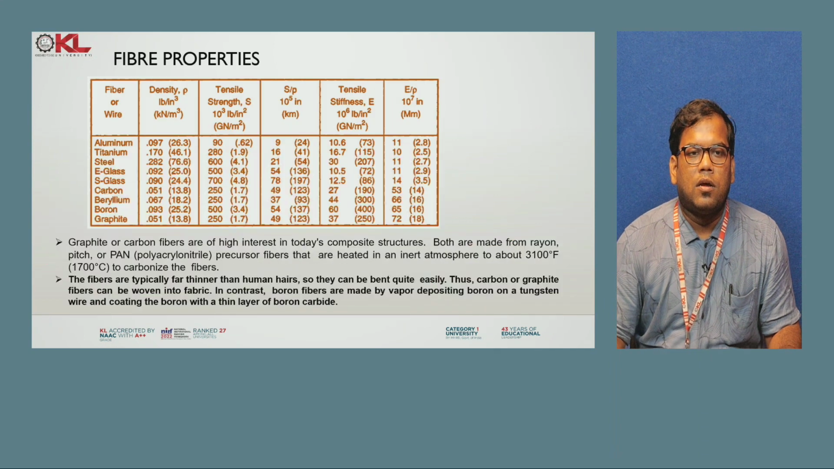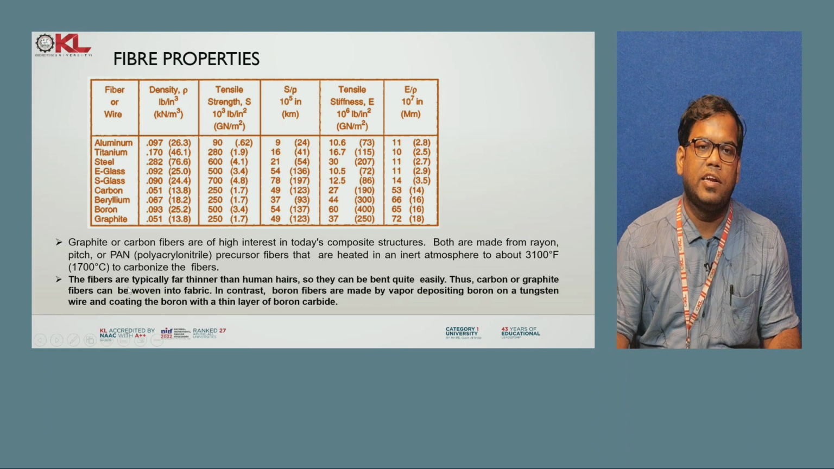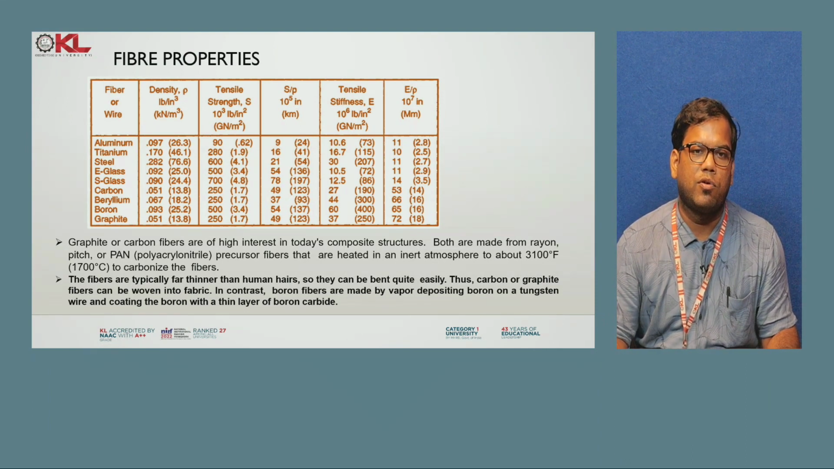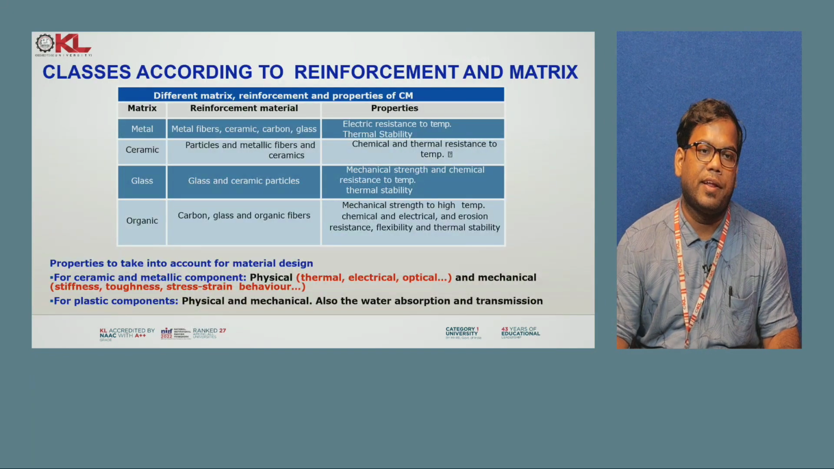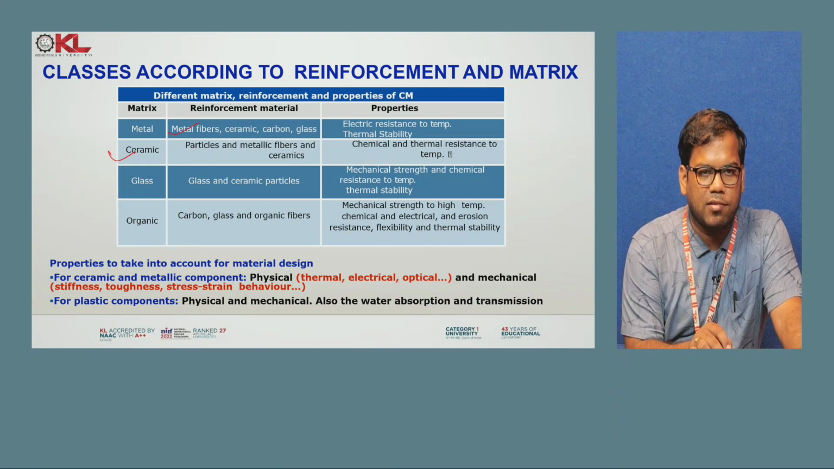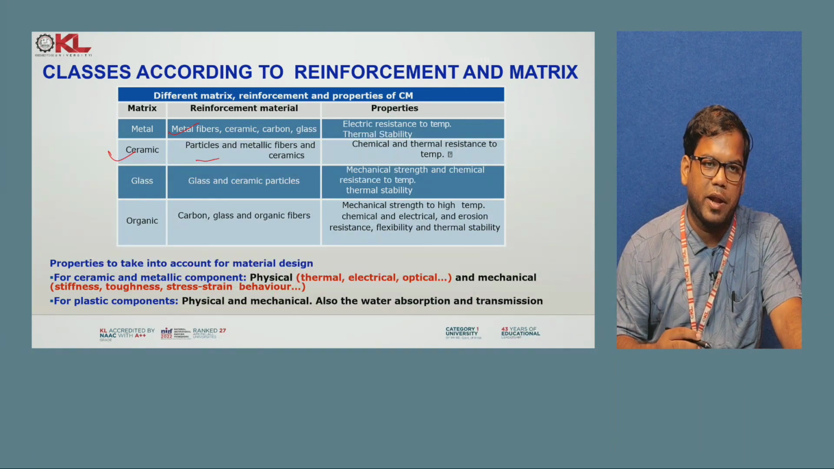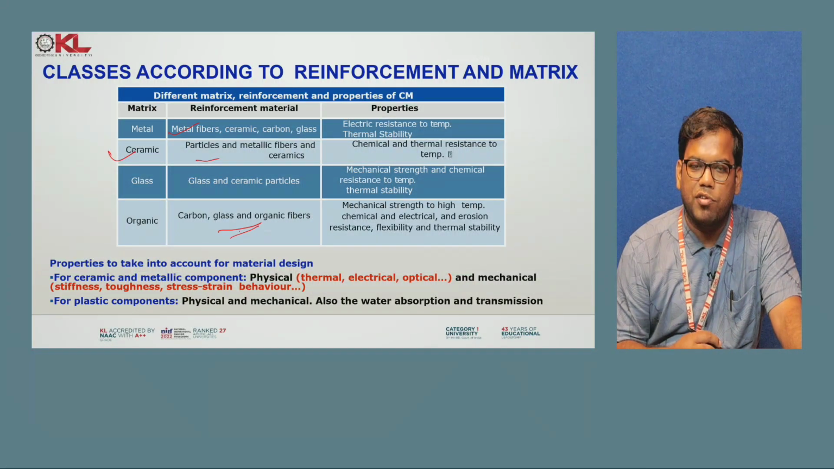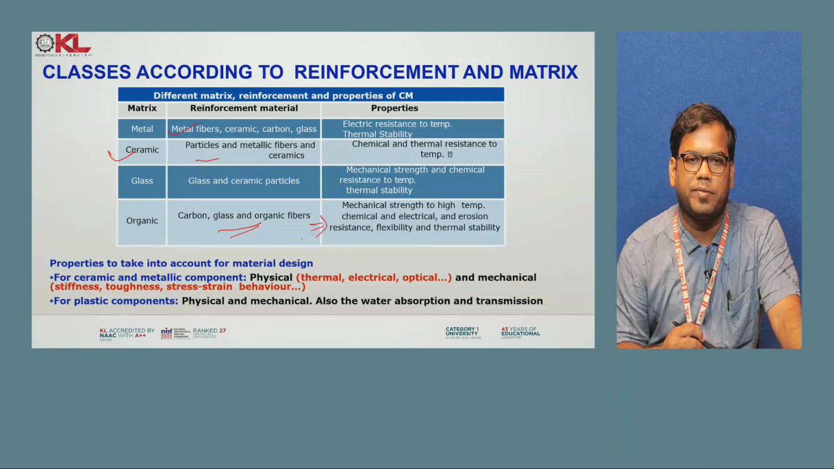Now these are some different types of fiber properties: density, tensile strength, tensile stiffness, E by rho ratio, S by rho ratio. Classes according to reinforcement and matrix: for metal matrix, whatever reinforcement can be used; for ceramic matrix, these reinforcements can be used. Similarly glass matrix, glass and ceramic particle. Organic matrix: carbon fiber, glass fiber, organic fiber can be used. Simultaneously it will give you the specific application and specific property.